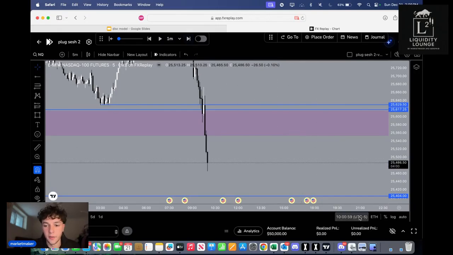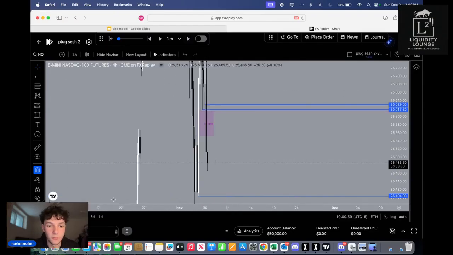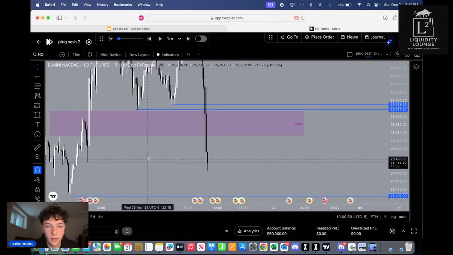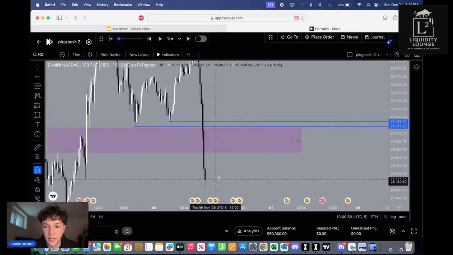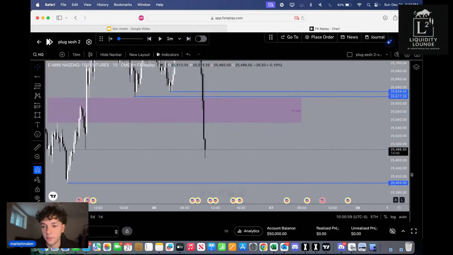$9.59. All right, there we go. 10 o'clock. We disrespect this 4-hour gap, right? Let's go over here. 4-hour gap got disrespected, right? All right, so now we're forming this 15-minute gap. Possibly it'll form in 15 minutes. So let's see if we can form this 15-minute gap before taking out this 4-hour swing low.